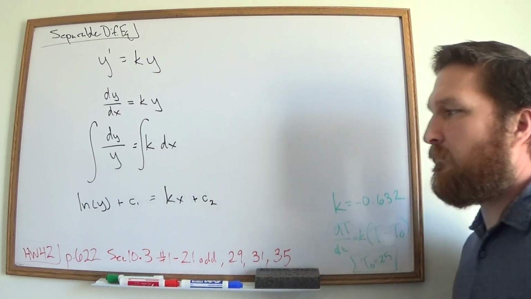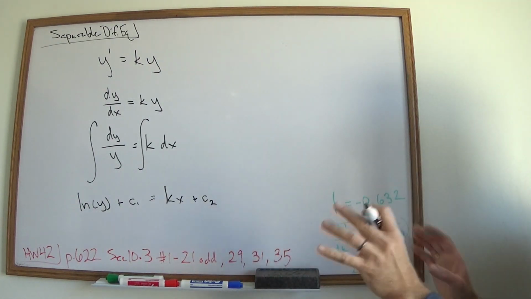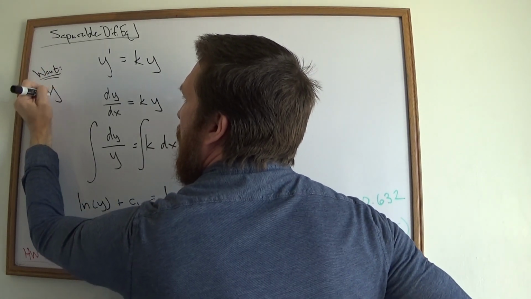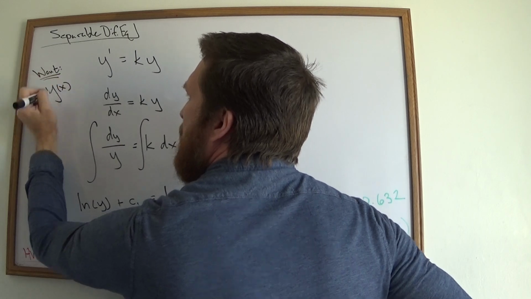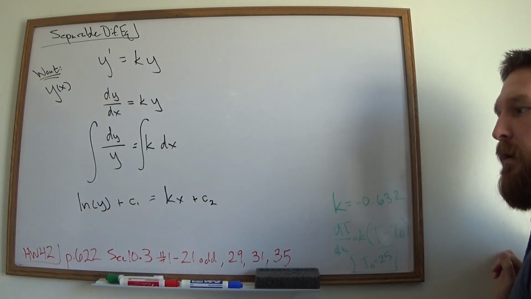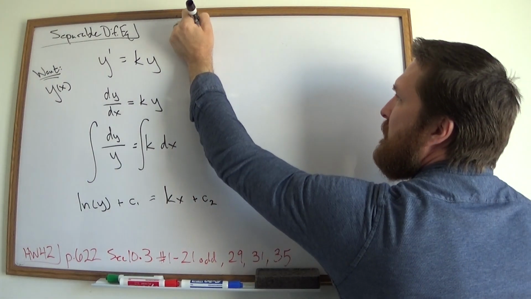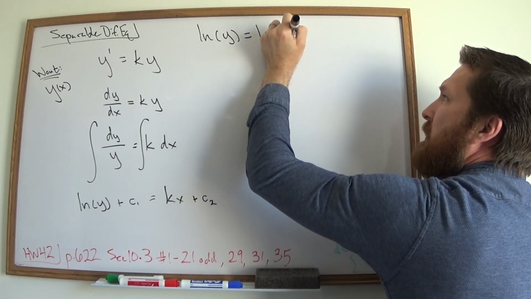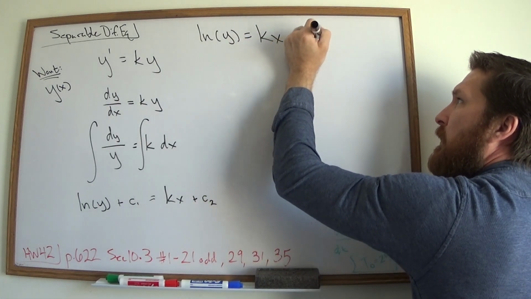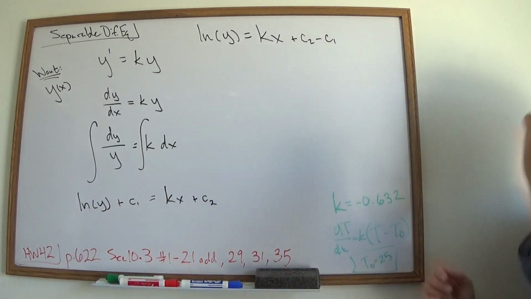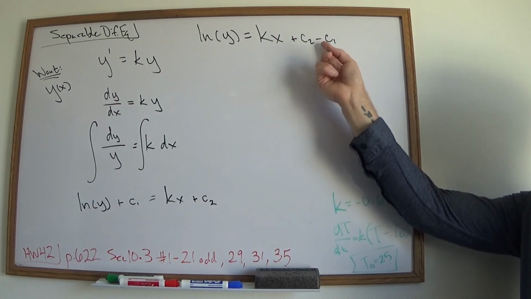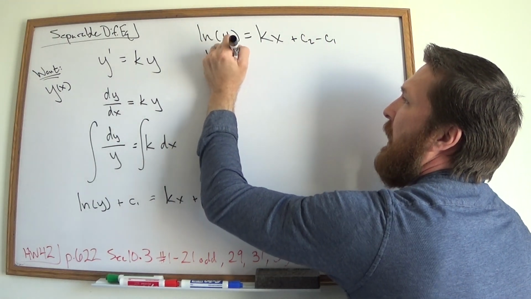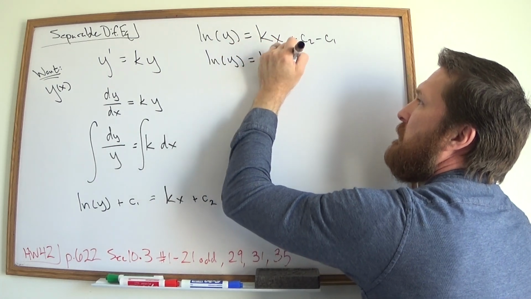It's called c2. Now the whole point of this, my goal, is that I want to get a y of x. So we need to get the y by itself. So what I'm going to do is say, okay, log y is equal to kx plus c2 minus c1. But if those are both constants, c2 minus c1 itself is a constant, right? So I'm just going to rewrite that as some new constant, kx plus, let's call it c3.